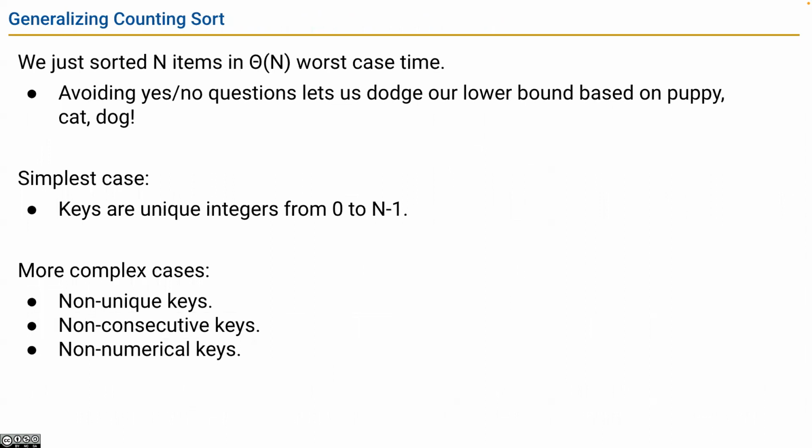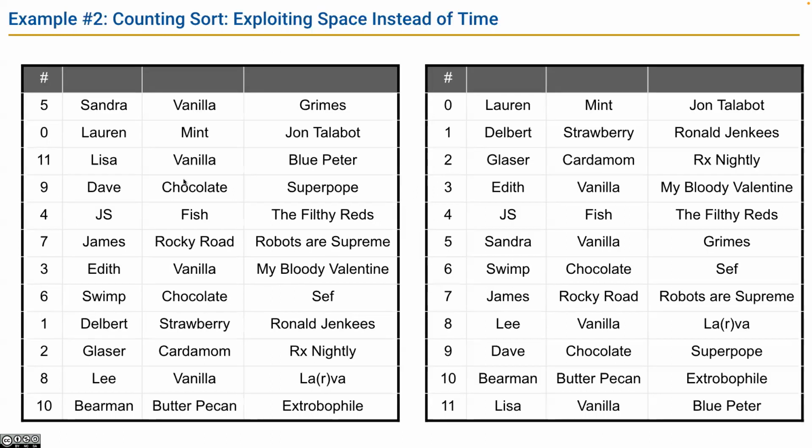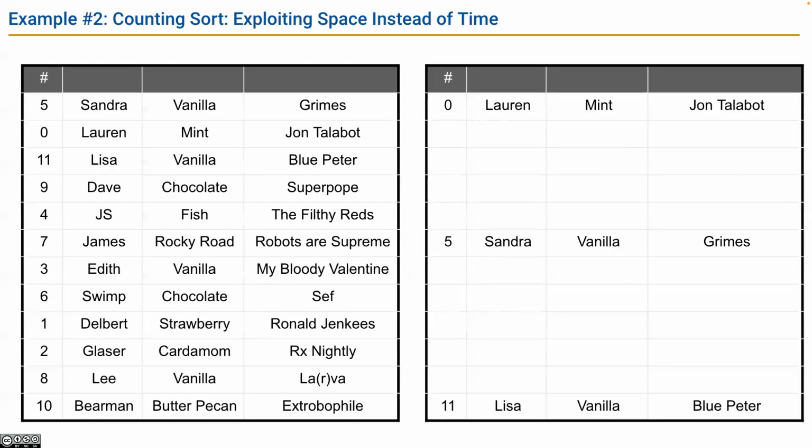Okay. All right. So basically, avoiding yes or no questions let us dodge the puppy cat dog bound. We just sorted n items in theta n worst case time, and it only works if the keys are between 0 and n-1. Okay, any questions about this approach? I guess I'll go there. Okay, so we're cheating in a way by using space.